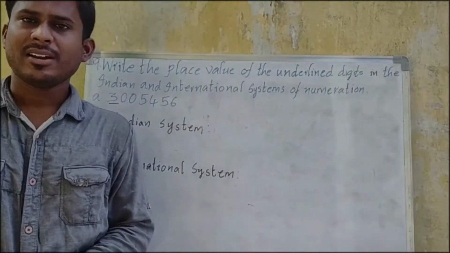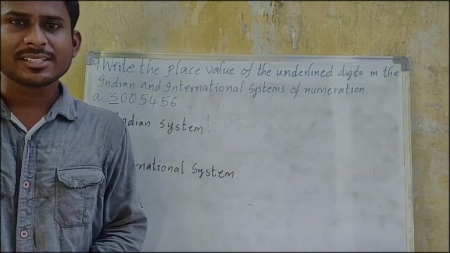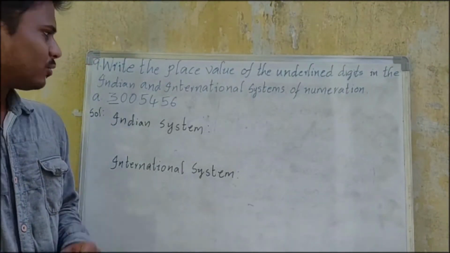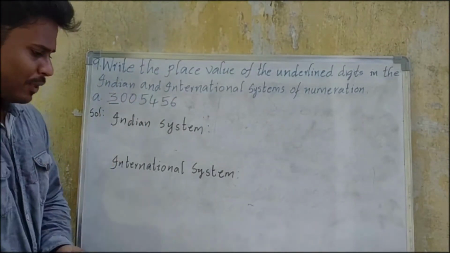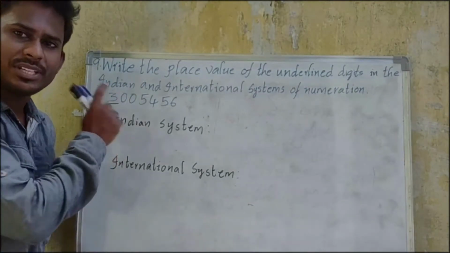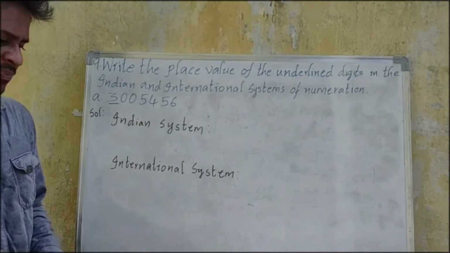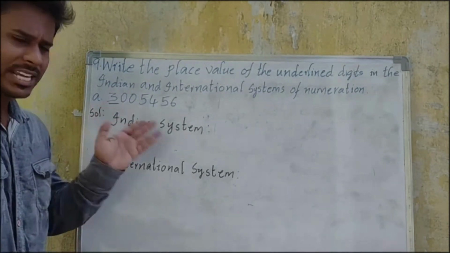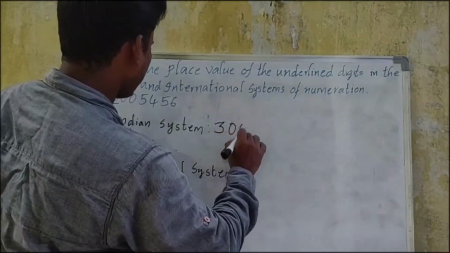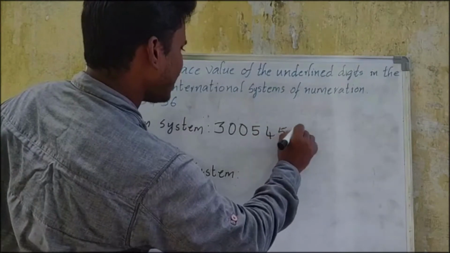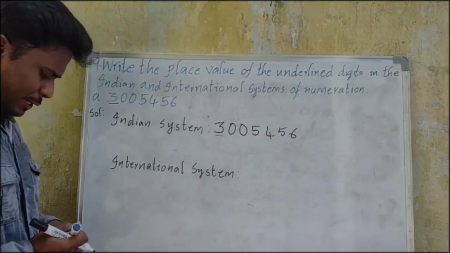Now 9th bit, write the place value of underlined digits in Indian system as well as international systems of numeration. Okay, now the given question is like this, and there is a digit underlined, so we have to write the place value of this digit in both Indian system as well as international system. So first of all, let us write the same number here in Indian system. The same number 300545, and what is the underlined digit here? 3. Let us underline the 3 again here.